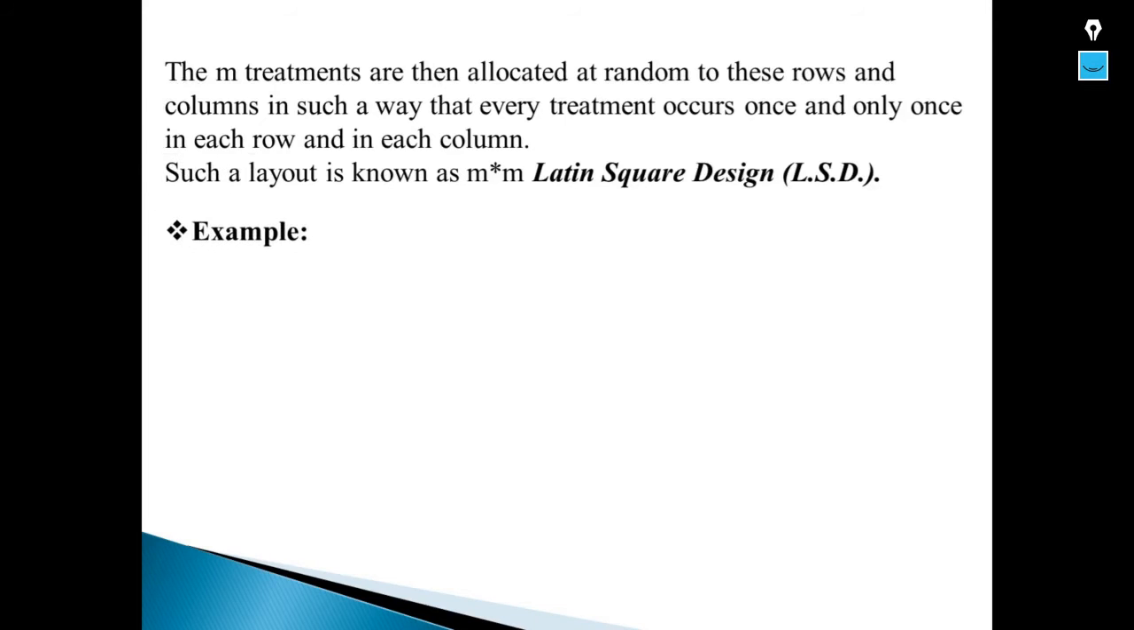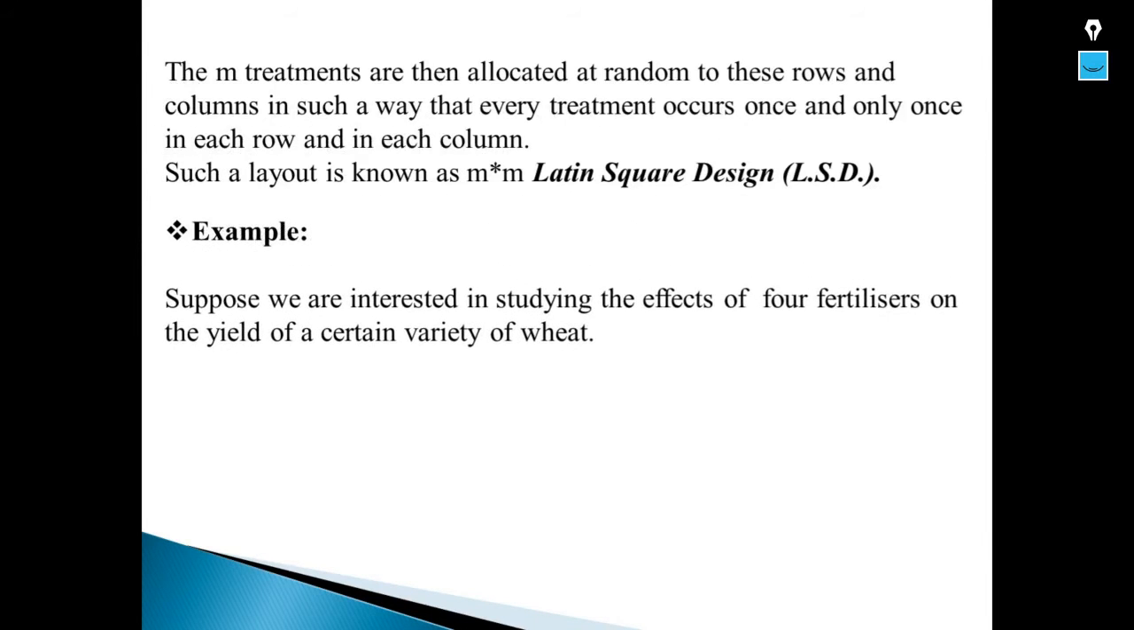So here we take one example for this design. Suppose we are interested in studying the effects of 4 fertilizers on the yield of a certain variety of wheat. Suppose we consider one variety of wheat, and for that we have four fertilizers which are used to gain yield of that variety of wheat. So here m is nothing but the number of treatments. Here we have 4 fertilizers, so m equals 4.